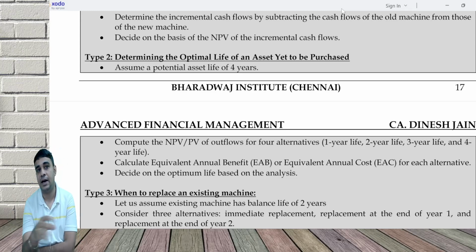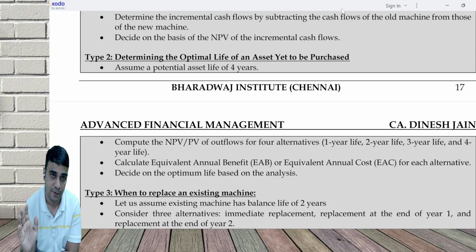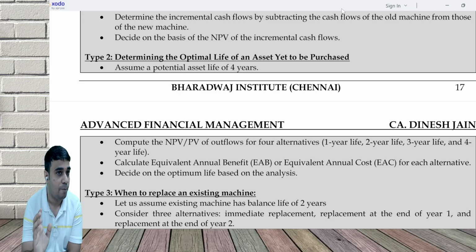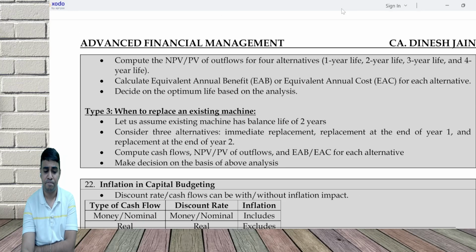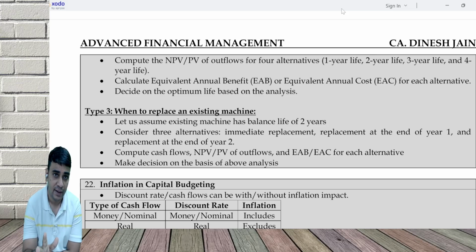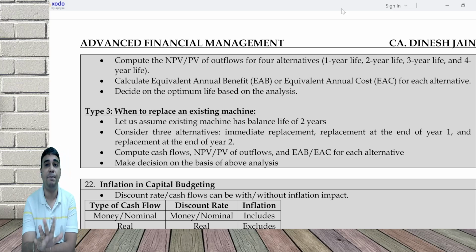Your ICSI study material has 3-4 questions on this area, deciding what is the optimal life. Then what's the third category? You have already decided that you have to replace a machine. So approach one will not work, where we calculate NPV to decide whether to replace. Here I want to know when I should replace.